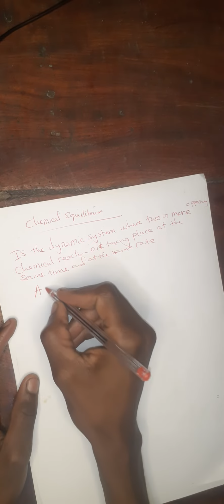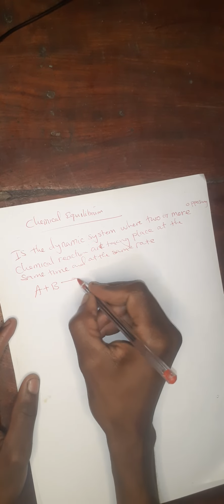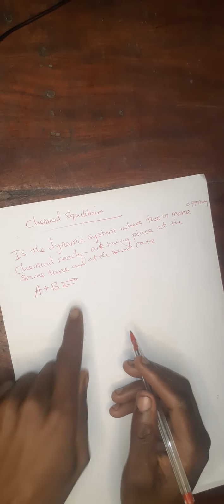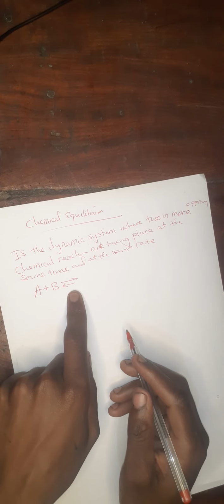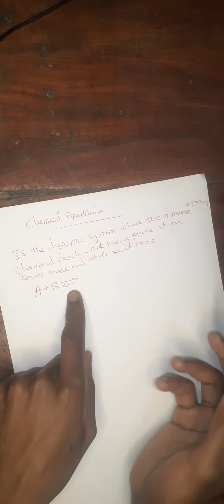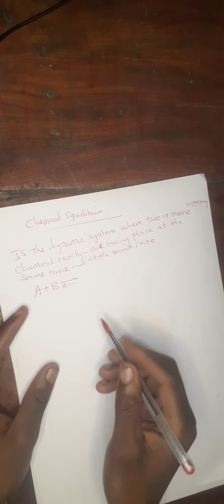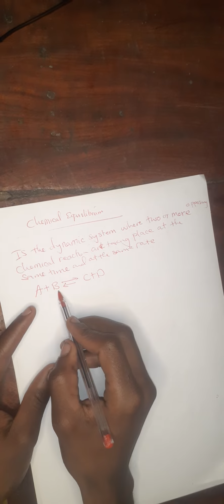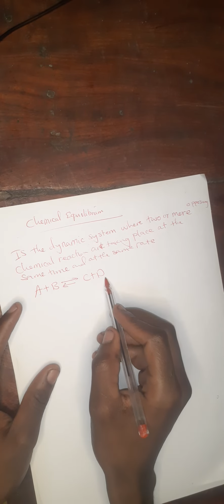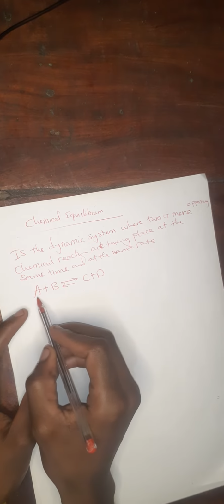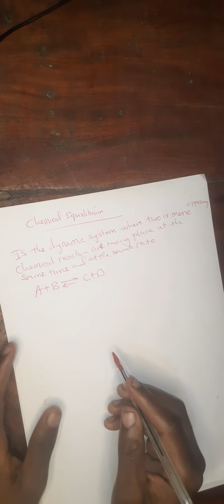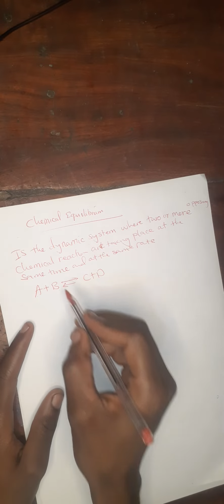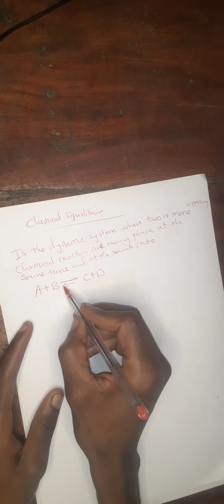So what we mean by this is when reactant A plus reactant B produce C plus D. When talking about chemical equilibrium, we use symbols which show that the reaction can also be reversed. So A and B, when reacted, produce C and D. Now, the same C and D, when reacted, produce A and B. So chemical equilibrium is the state where the forward reaction and the reverse reaction are taking place at the same time and at the same rate.